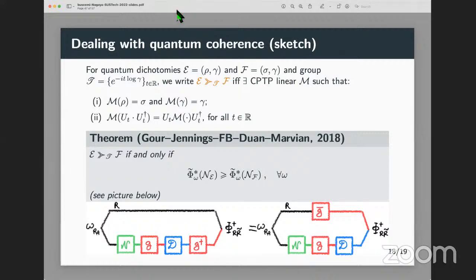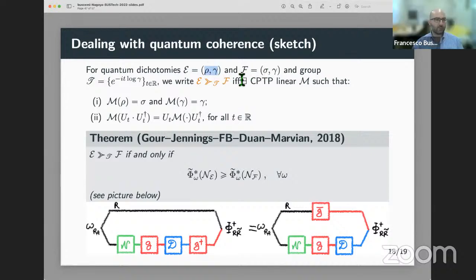But in order to consider dichotomy, we consider a pair of densities, rho tensor gamma and sigma tensor gamma. He also considers similar things, so he considered rho tensor omega and sigma tensor omega. Oh, I see. Okay.